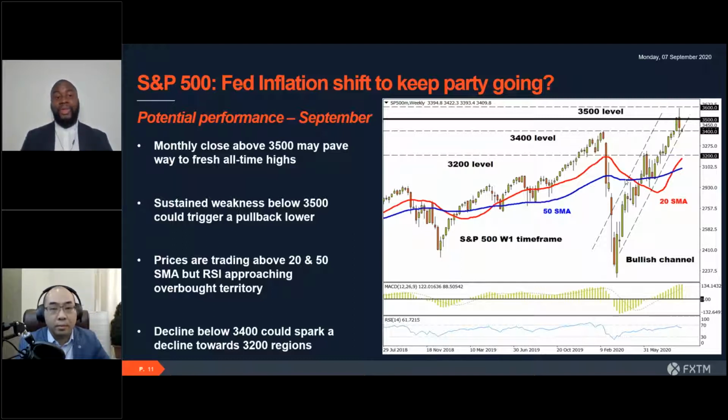But looking more at the S&P 500, it's mostly driven by fundamentals, and as long as there's optimism about the global economy, as long as there's speculation over more stimulus measures, equity bulls are likely to remain in the game moving forward. So that's the S&P 500.